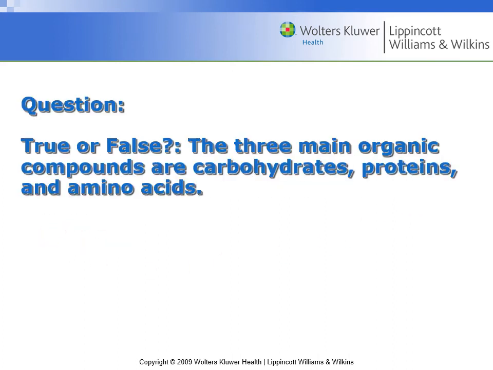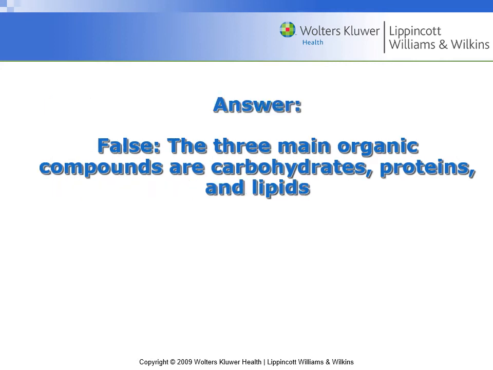Let's just see what their structures look like. We'll look at that in a little bit. True or false? The three main organic compounds are carbohydrates, proteins, and amino acids. Not so, right? Proteins and lipids. Amino acids are the building blocks of proteins, right? So the answer we're looking for was lipids in this case.